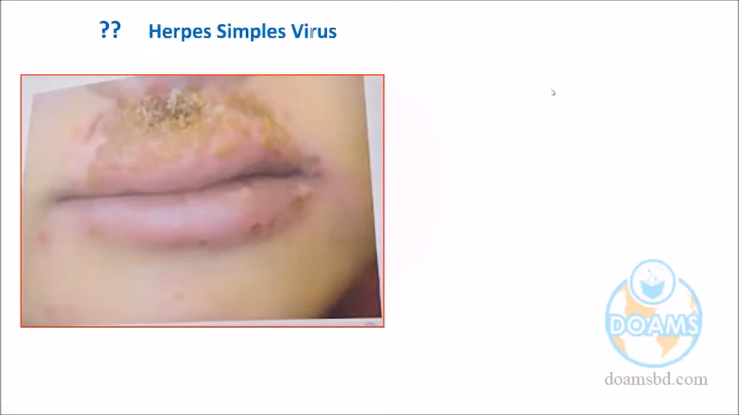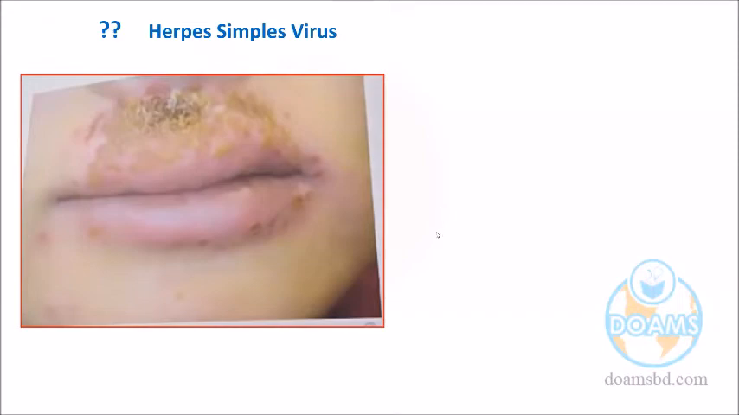Eczema herpeticum. Herpes simplex. This is the herpes simplex. You see here, here, here, and in the mucous membrane also. You see here, the mucocutaneous junction. This is the typical site of the herpes simplex virus. Herpes simplex labialis. So your attention is important.